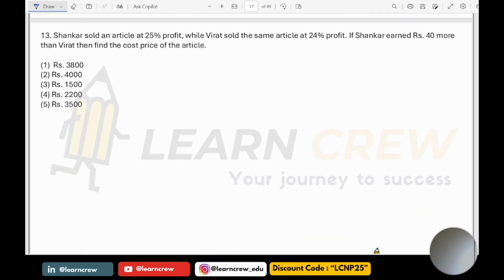Next. Shankar sold an article at 25% profit, while Virat sold the same article at 24% profit. Shankar earned 40 rupees more than Virat. Then find the cost price of the article. If 1% is 40, then the cost price, which is 100%, is 40 into 100, which is 4,000.